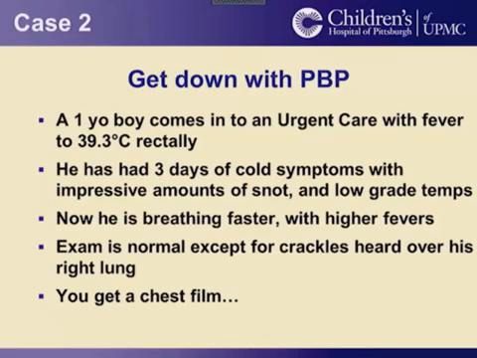So this is a 1-year-old boy who comes into your urgent care facility with fever, again, much like the previous case, 3 days of cold symptoms with lots of nasal drainage and low-grade temps, but now has much higher fever and is also tachypneic. His exam is normal except for crackles over the right lung.